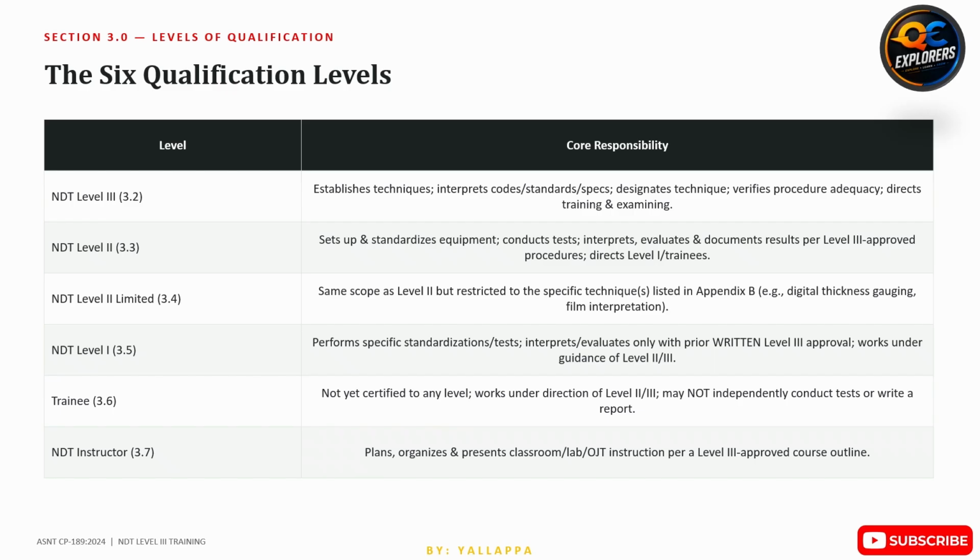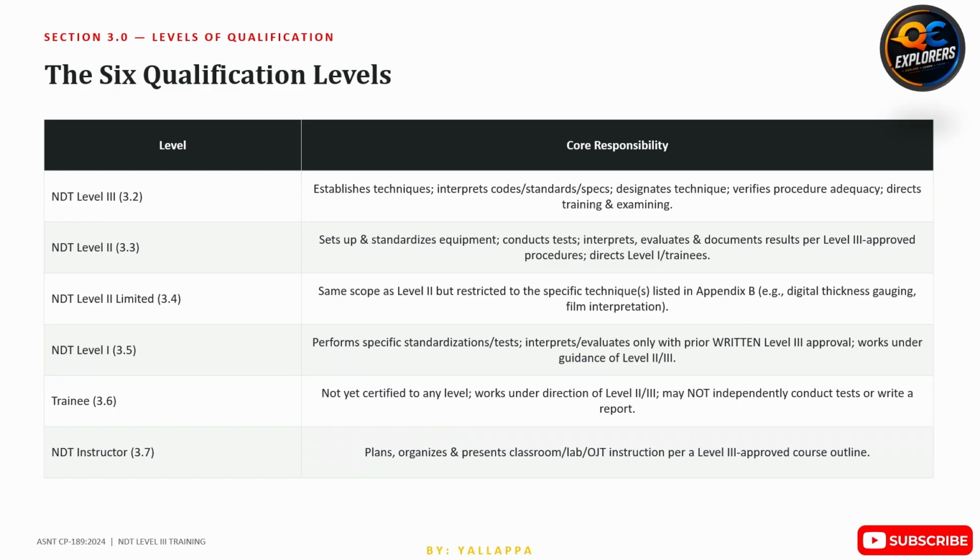The Level 1 performs specific inspections and evaluations under the guidance of Level 2 or Level 3 personnel and may only make acceptance decisions when specifically authorized. A trainee is not yet certified and must always work under direct supervision. Trainees cannot independently perform inspections or issue reports. Finally, the NDT instructor is responsible for delivering structured training programs approved by the responsible Level 3.